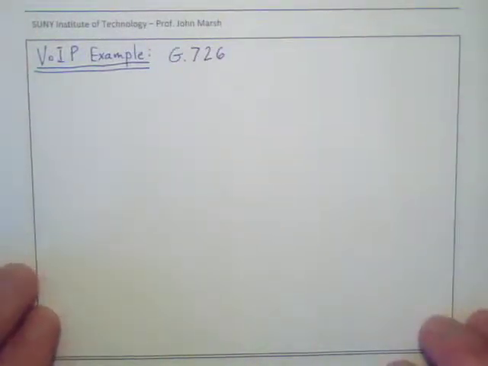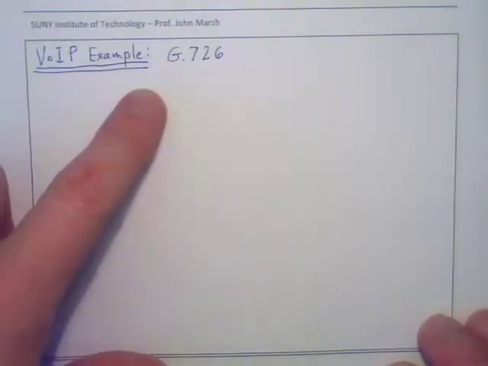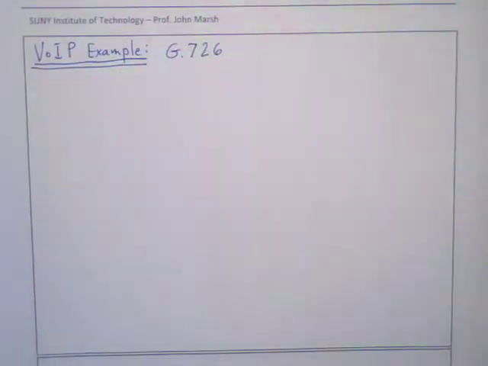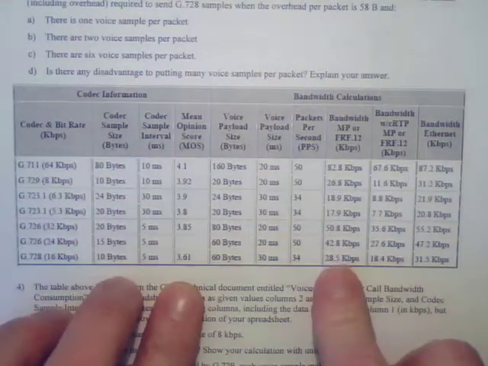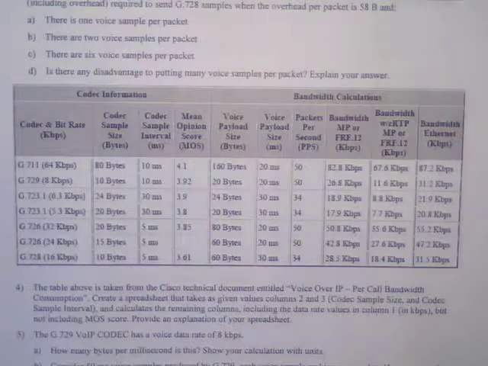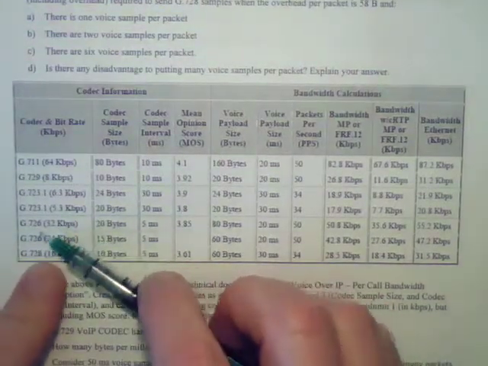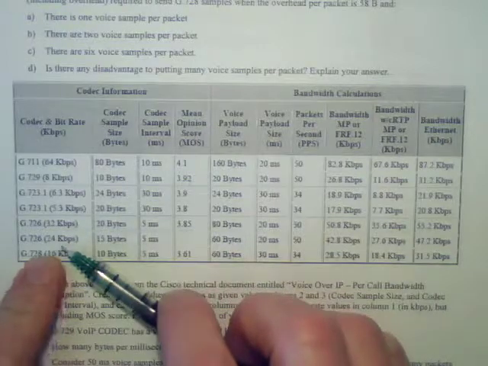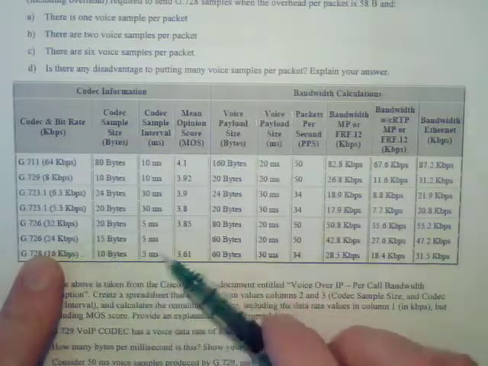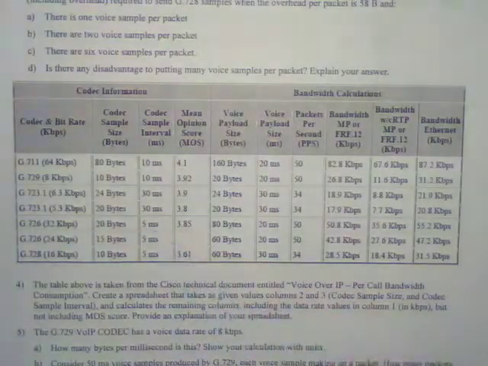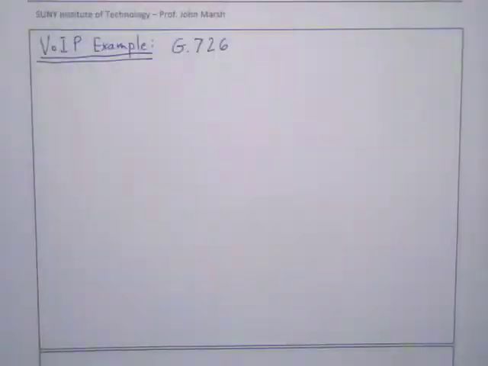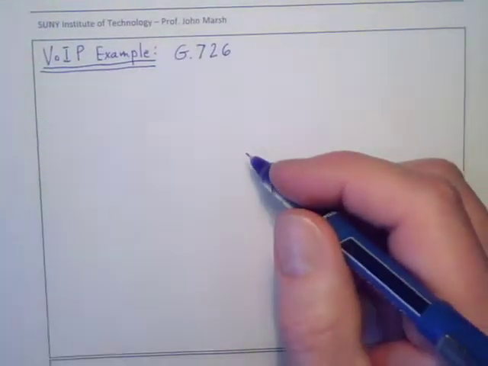Okay, in this video I'm going to give you some examples of VoIP calculations, and I hope this helps out with the current homework. What I'm going to do is start with the table from the Cisco document, and look at G.726. I'll start with the 20 byte 5 millisecond variation of G.726.